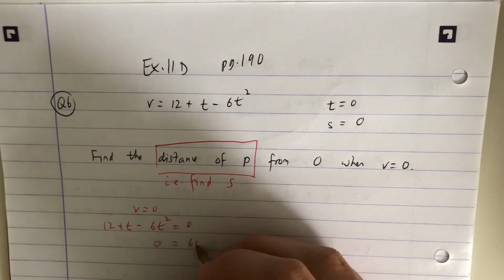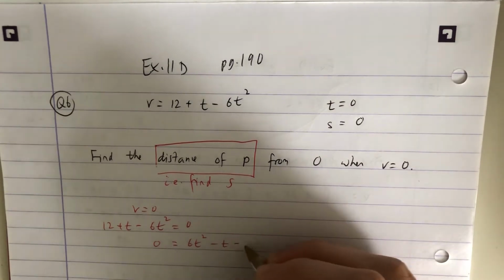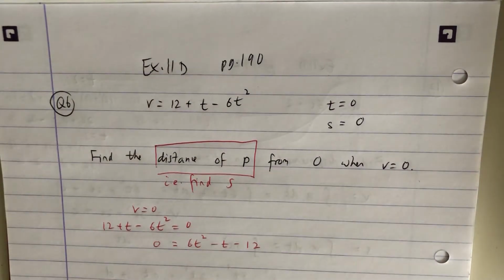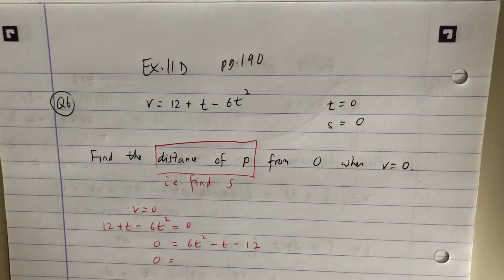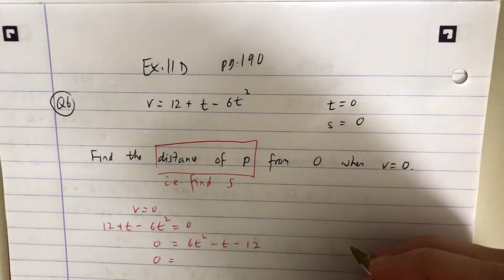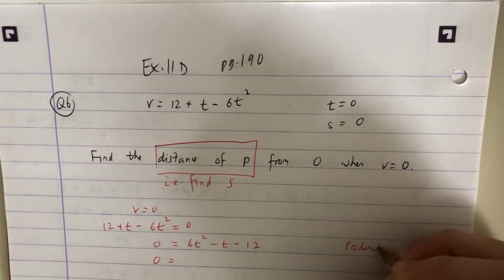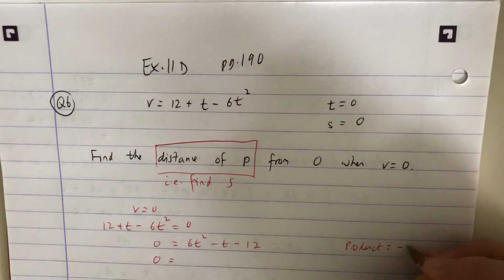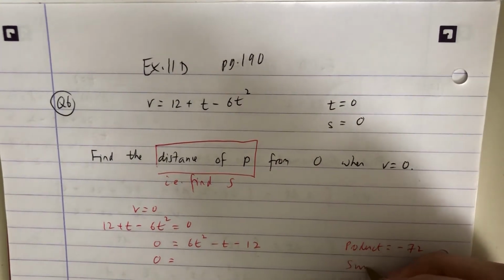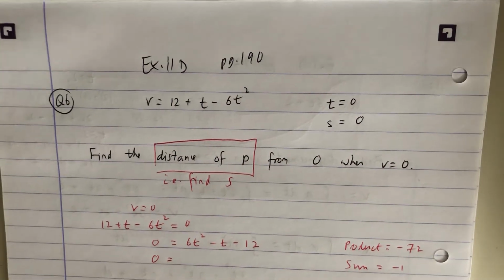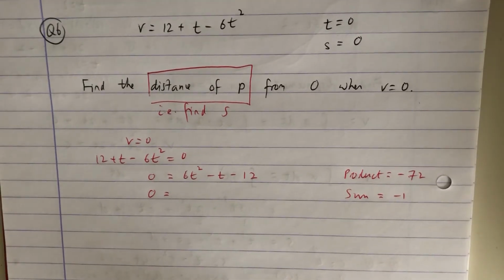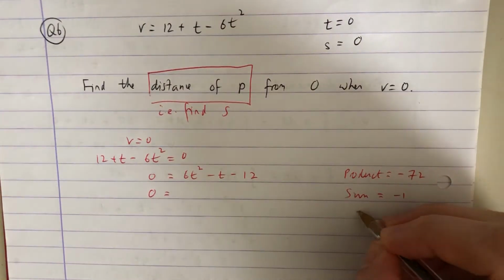If you make that look like a quadratic with positive t squared at the start, it looks like this. And then you can factorize this. What would this factorize into? Let's have a look. We're looking for a product of negative 72 and a sum of minus 1. Just trying to think of two numbers which multiply together to give you negative 72, but add together to give you minus 1. So that would be minus 9 and 8.